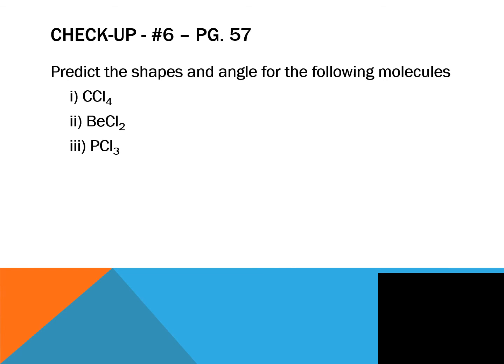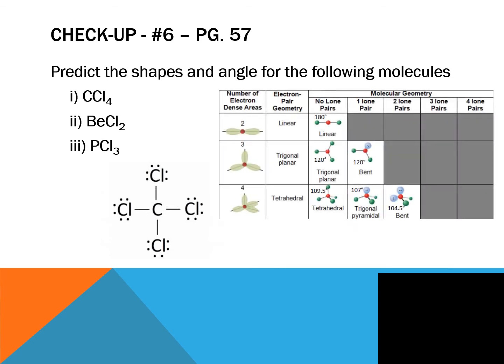All right, predict the shapes and angles for the following molecules. We have CCl4, so it's a good time to pause, try it out for yourself, or you can follow along. Here's carbon tetrachloride. So we have 4 total pairs. We have no lone pairs. So 4 gets circled.